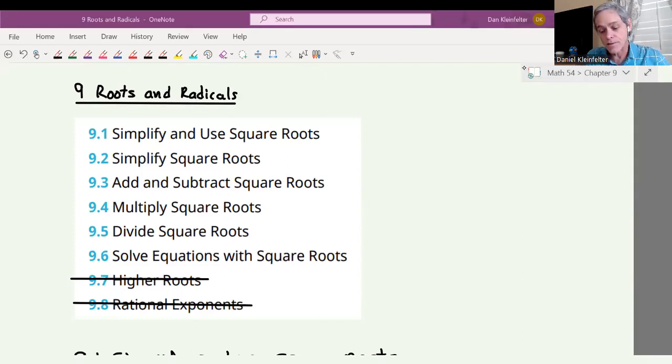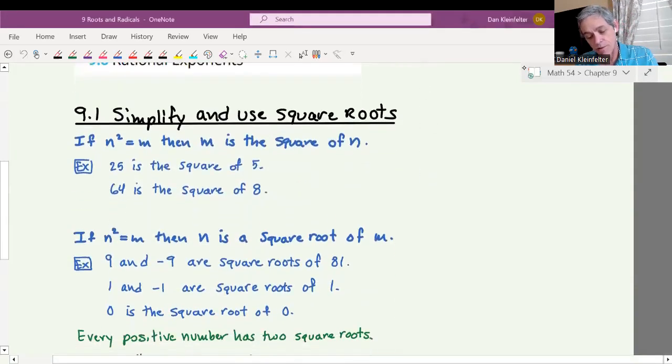And then 9.2 says simplify square roots, so more of the same, with more involved kinds of square roots to be simplified. Section 9.3 is about adding and subtracting square roots, combining like radicals, if that rings a bell. Multiplying square roots is section 9.4. 9.5 is dividing square roots. So the first 5 sections are basically what a square root is, how you simplify them, and then how you add, subtract, multiply, and divide them. And then finally 9.6, we solve equations that have square roots in them. So let's get started with 9.1 on simplifying and using square roots.